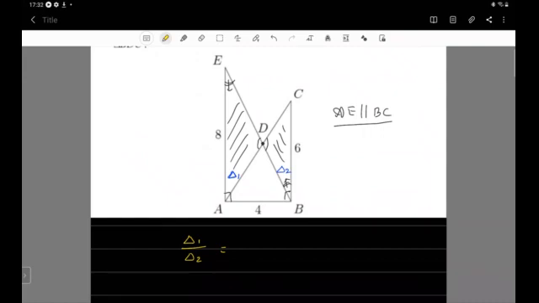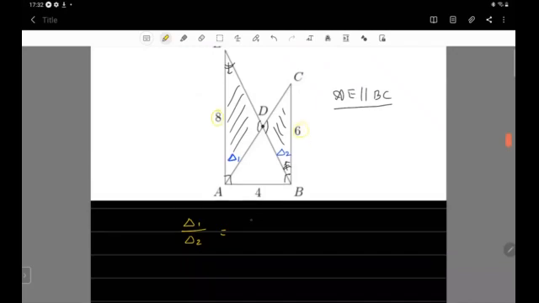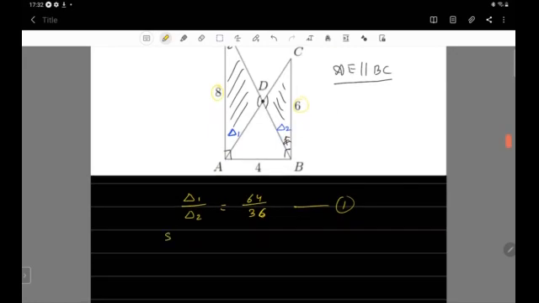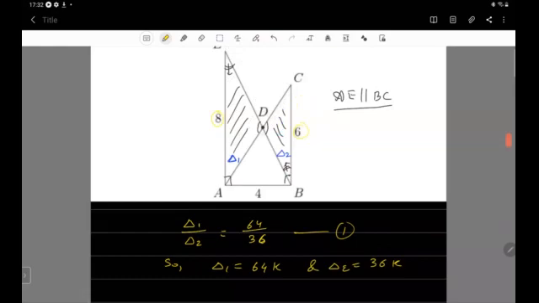Why? Because I have these two sides. I have 8 and 6. So I can directly say it is going to be 64 upon 36. Did you get it? So I can directly say, let's use a proportionality constant K. Delta 1 should be 64K and delta 2 must be 36K. Wow. 64K, 36K.